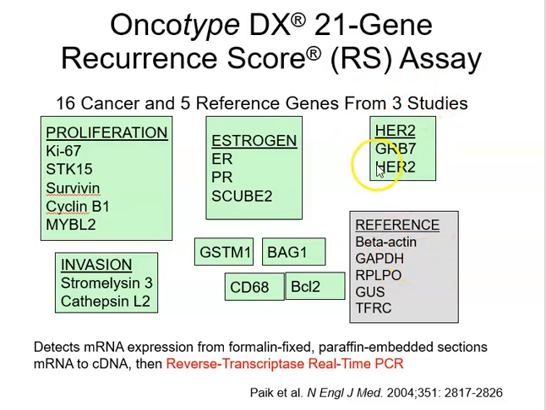Now, the gene groups that are looked at are the HER2 group. So there's a HER2 gene itself, which we know is overexpressed in some aggressive cancers, and GRB7, you don't really need to know what it is, it's just associated with that group. In the estrogen group, you've got the estrogen receptor and the progesterone receptor, and then there's this additional gene here, which don't really concern yourself with that either.